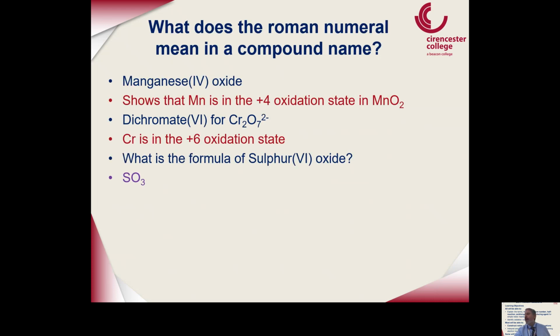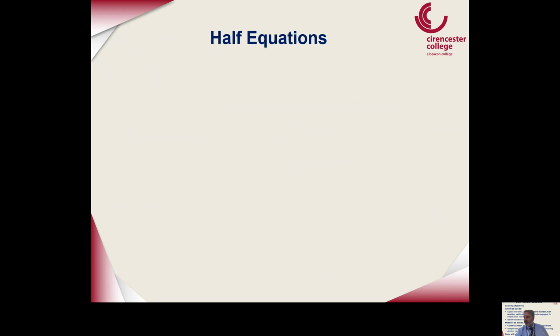The reason for that is oxygen is -2 and it's sulfur(VI), so it's 6+ for the sulfur and 2- for the oxygen. Now remember that this oxidation number, +6 for sulfur, is not an ion. It's just a way of balancing up where the electrons are.